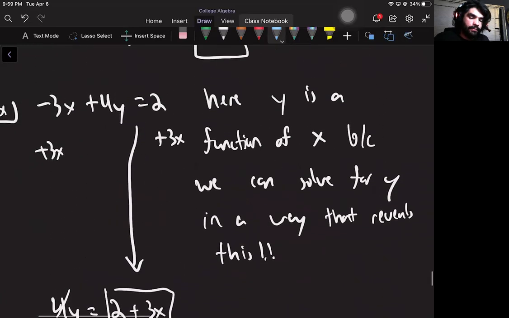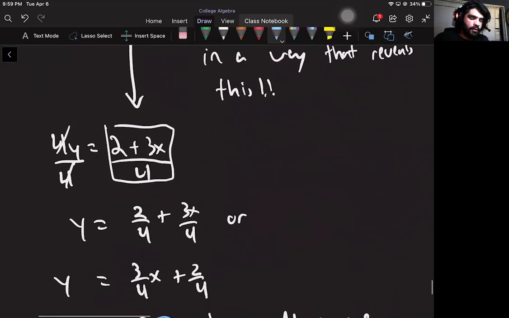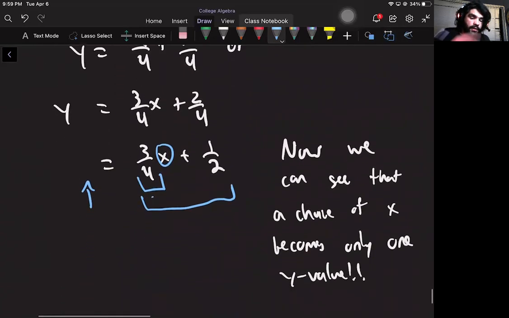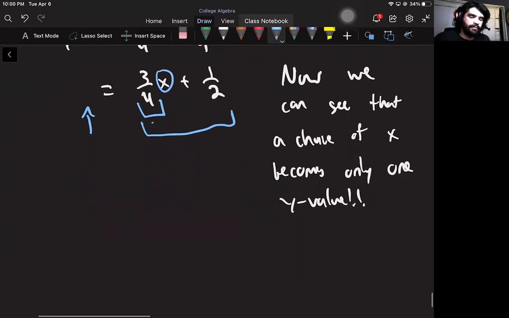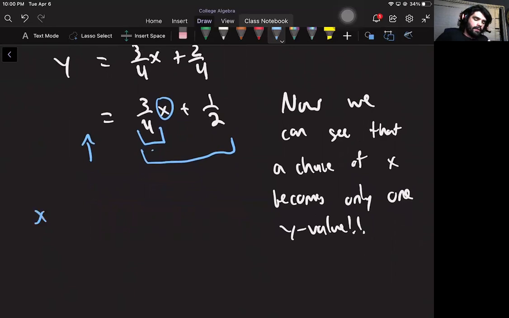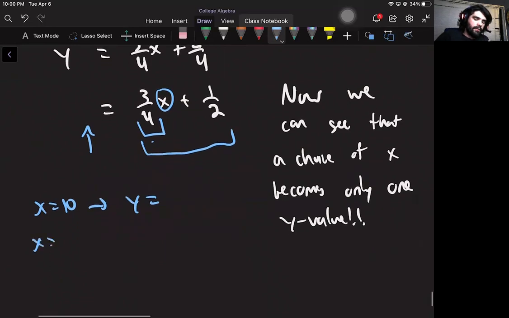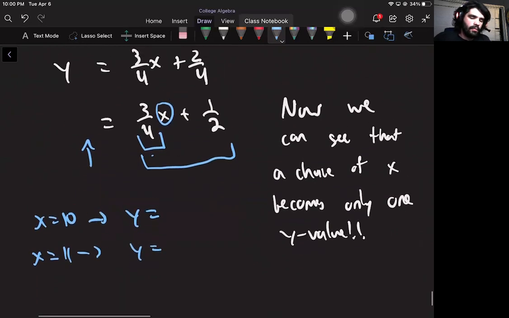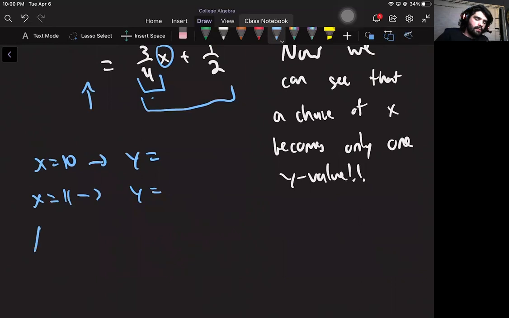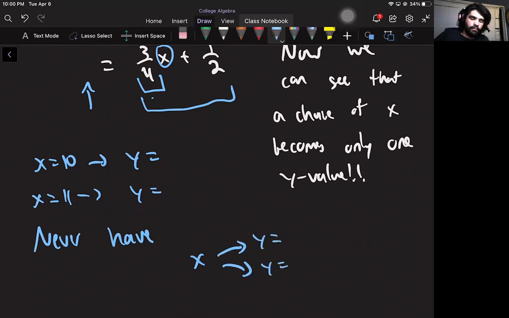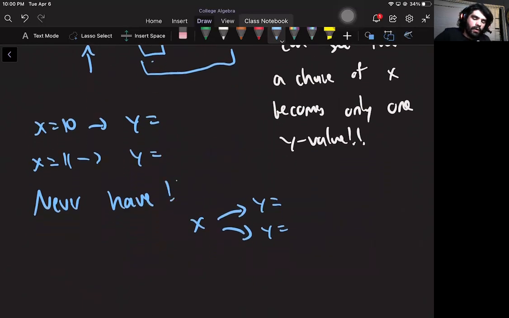So this reveals that y is a function of x just by solving for y. And then you can look at it and you can just see that if I plug in x values, I'm only going to get one y value each. So x equals 10 will turn into y equals something. x equals 11 will turn into y equals something. You can calculate it if you like. It's a bit annoying with these fractions, but the point is you never have one x becoming two different y's. And that's what you don't want.